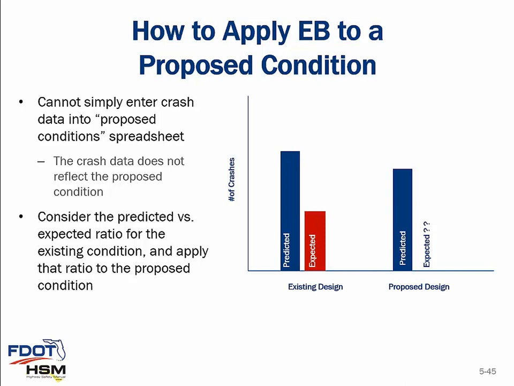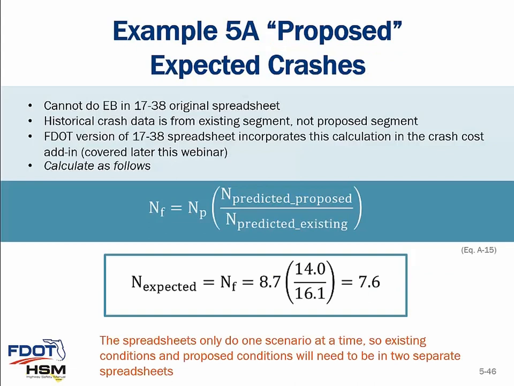So we can create a ratio. We consider the ratio of predicted to expected. And now we have a new predicted for the proposed of 14. So we need to go through and calculate by a ratio method the expected crash frequency. The Highway Safety Manual provides us with an equation here, equation A15, to be able to go through it. We can't do EB in the spreadsheet. You can't do it manually because you don't have historic data for the proposed improvement.